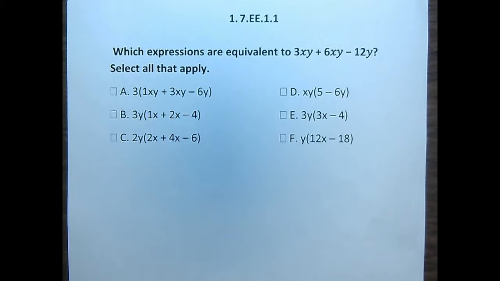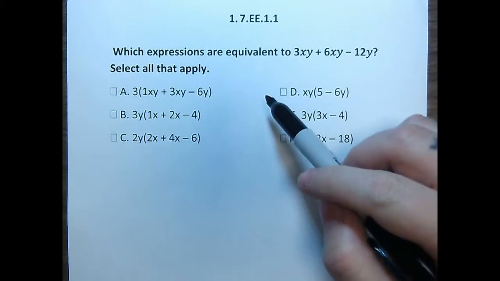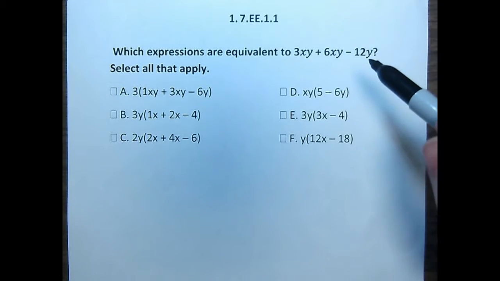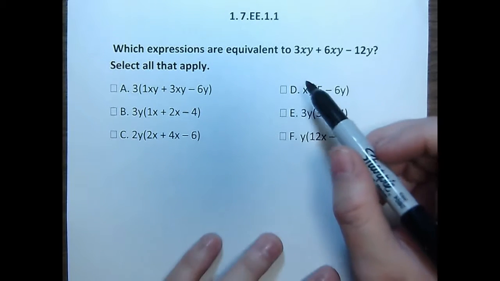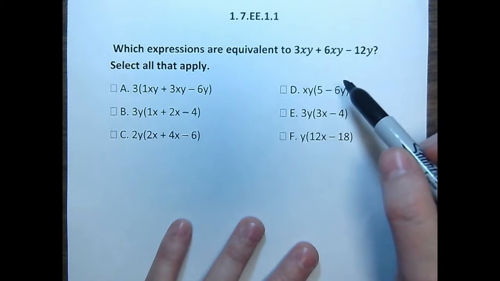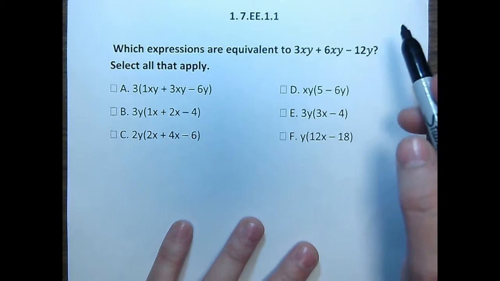So this says, which expressions are equivalent to 3xy plus 6xy minus 12y? Select all that apply. So we know that the word equivalent means they need to be equal. So the first thing we need to do is take the problem in the question and make sure that it's simplified all the way down.